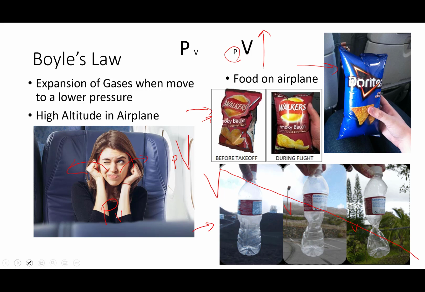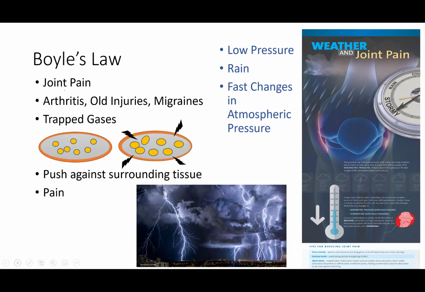Pretty cool stuff. One of the fun things about Boyle's Law is joint pain. I guess that sounds terrible, doesn't it? That joint pain can be fun, but it explains it, and I love it when science explains things that we experience. A lot of people with arthritis or who have had an old injury or people who suffer from migraines will tell you they can tell when it's going to rain or when the weather is changing. Well, a lot of times that means a low pressure center is coming in.